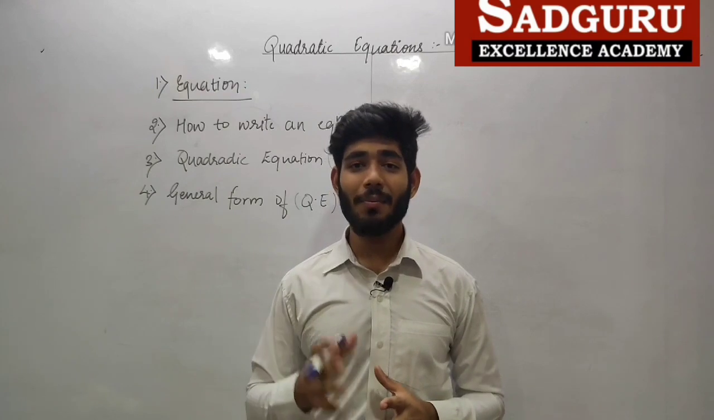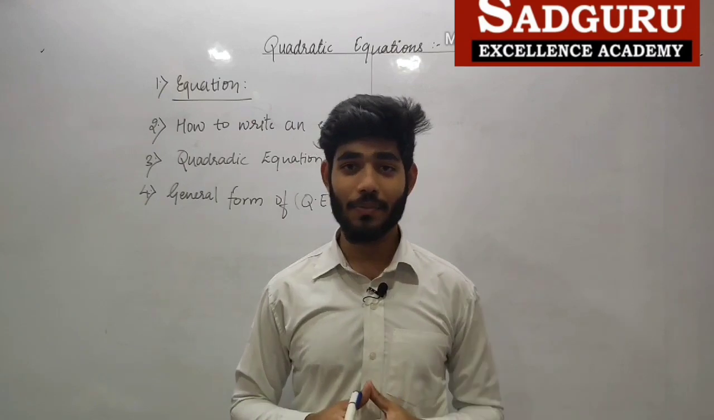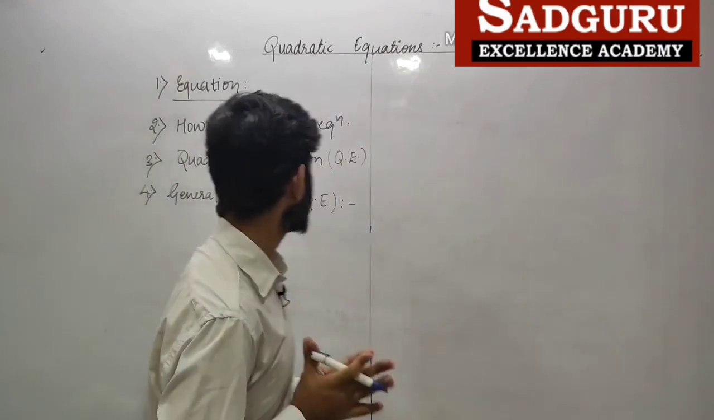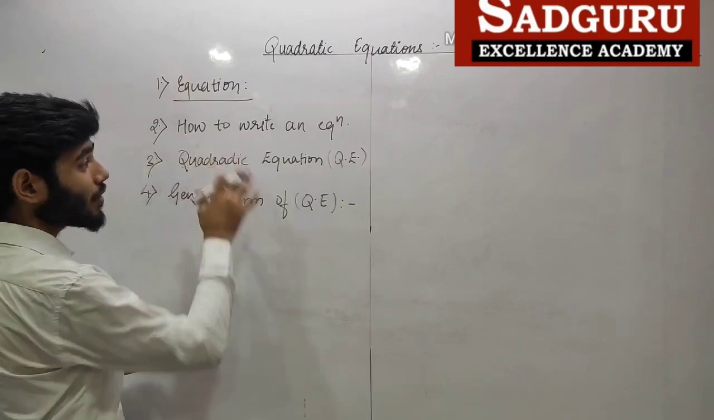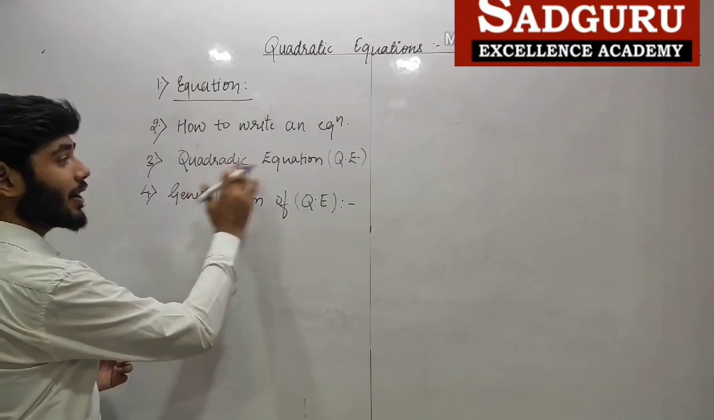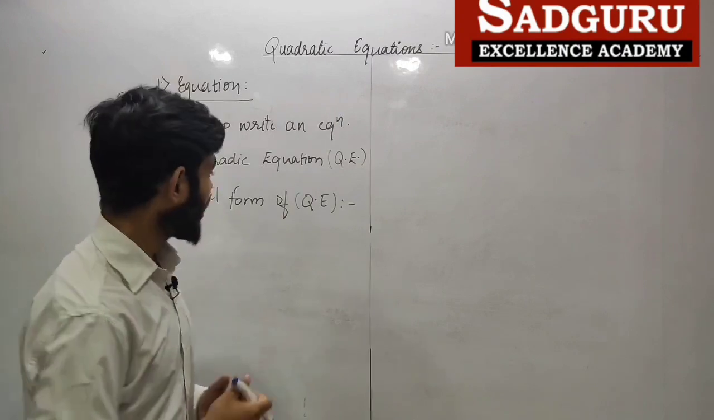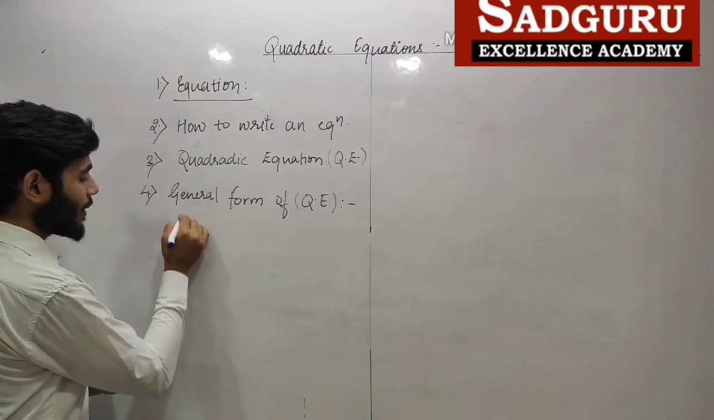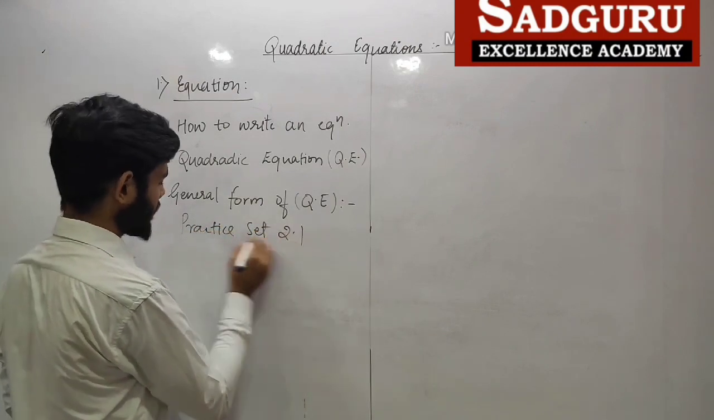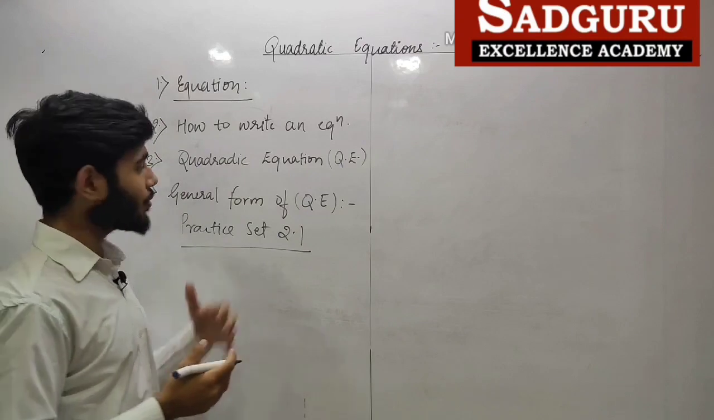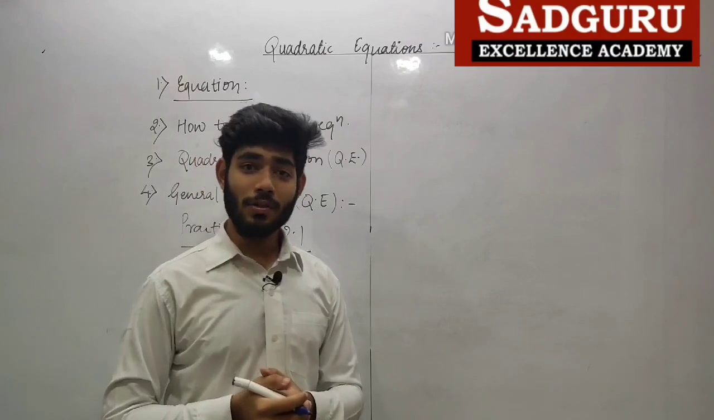Today we are going to learn chapter number 2 of algebra of standard 10, that is quadratic equation. In this chapter we are going to learn first what is an equation, then how to write an equation, after that quadratic equation, and then the general form of the equation. After this we are going to cover practice set 2.1. So in today's video we are going to cover all these topics. Fine. So let's start. What is an equation?